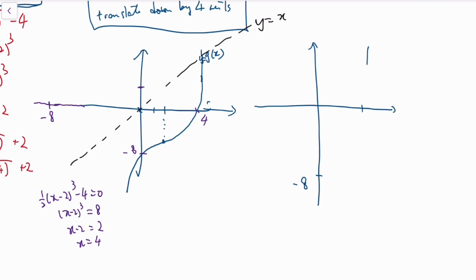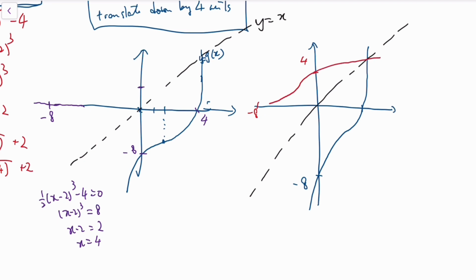So the graph is like this. And so the inverse has x-intercept minus 8, y-intercept 4. Reflect, roughly like that. Not the prettiest graph, but that should do.